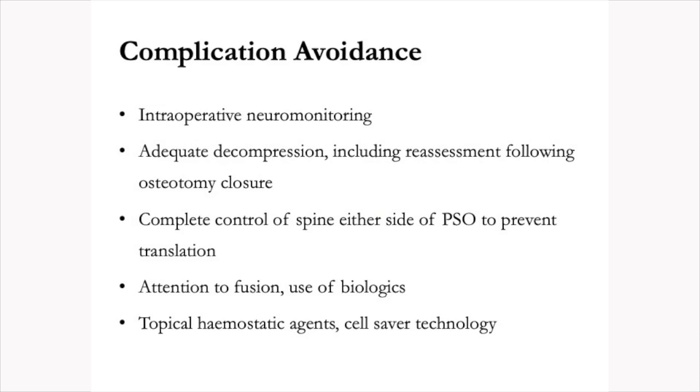To minimize complications, a number of measures should be considered, including intraoperative neuromonitoring to detect and remedy neurological decrements, adequately decompressing above and below the PSO site, and reassessing after osteotomy closure, including the exiting and traversing nerve roots and ventral surface of the thecal sac. Controlling the spine with rods prior to final vertebral wall resection or fracture to prevent translation. Attention to fusion must also be paid, including off-label use of biologics if necessary. Meticulous hemostasis is imperative, including use of topical hemostatic agents to minimize blood loss.